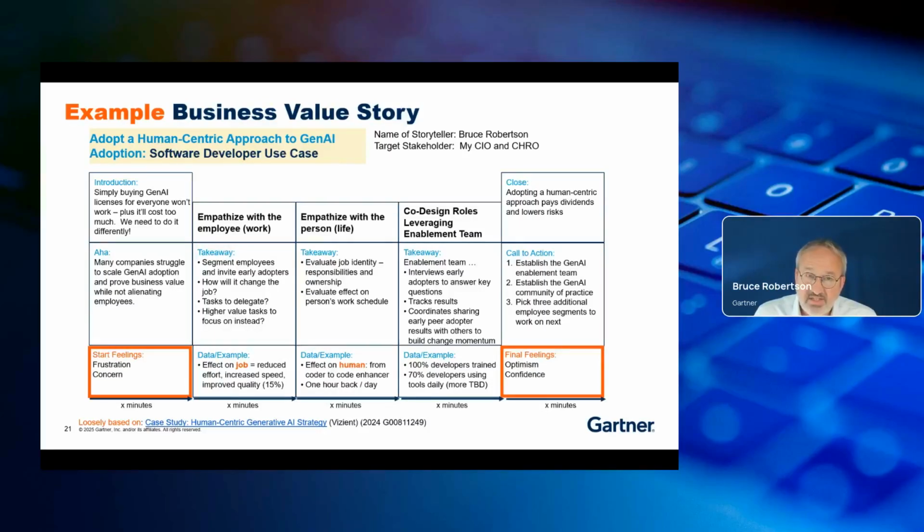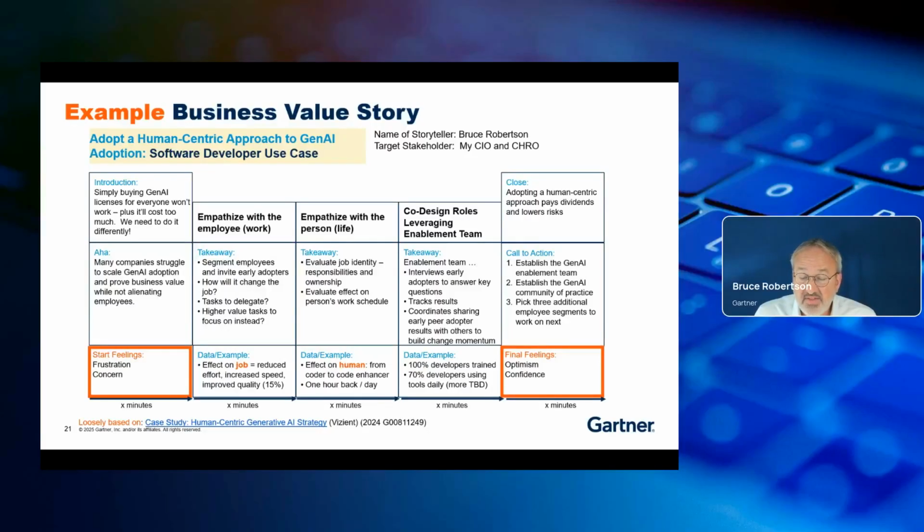And then our data is going to be about the effect on their job. Things like reduced effort, or as I mentioned earlier, improved quality by 15%. Now, what I'm doing here is I'm a little bit quoting the data to show an example of we're already getting some of these benefits when we've done it, say, with SAM.